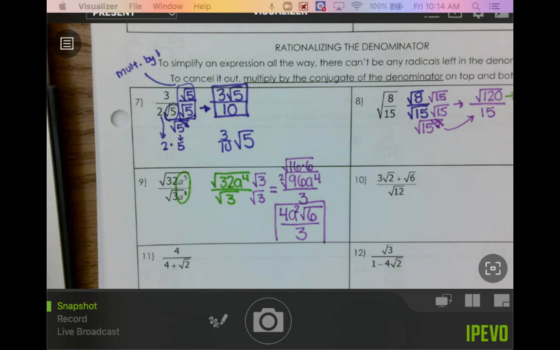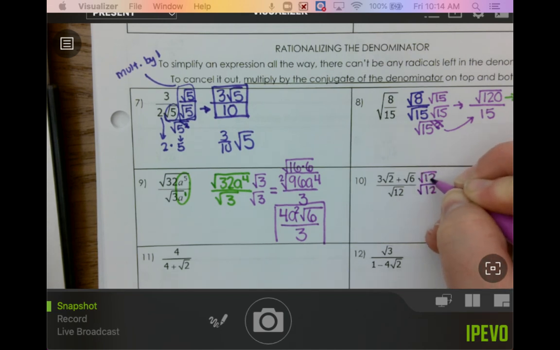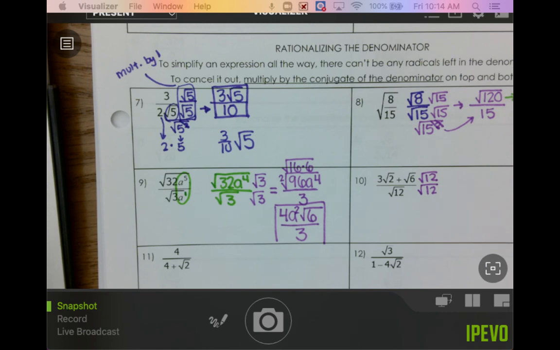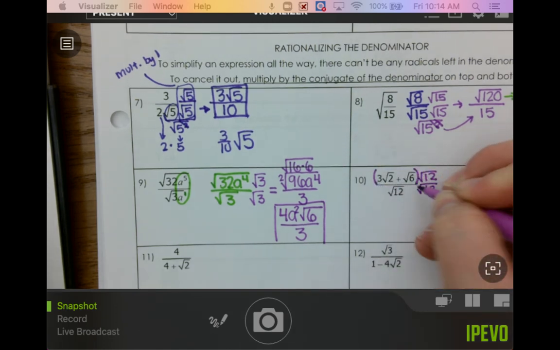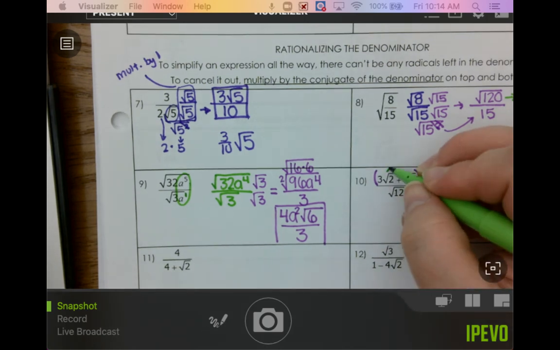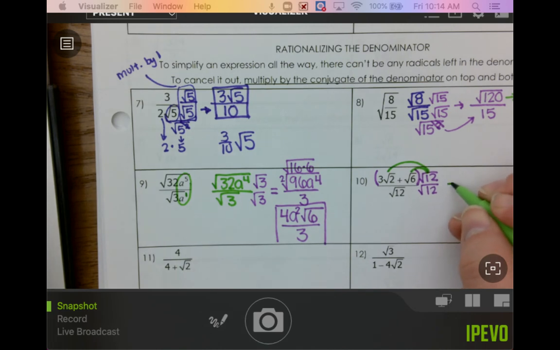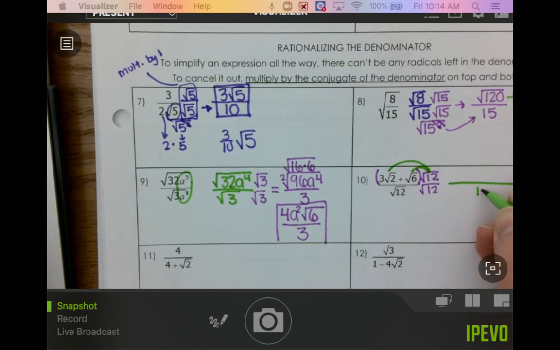And number 10, you have the square root of 12. So you're going to multiply by the square root of 12. And when you do that, I would put the top part in parentheses because there are two things. And that square root of 12 needs to multiply to both of them. Okay, the bottom part is usually the easiest because it's just 12. Those square roots just cancel and you just have the number inside left. That's kind of the whole point there.